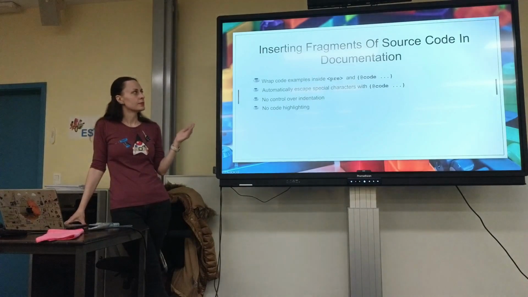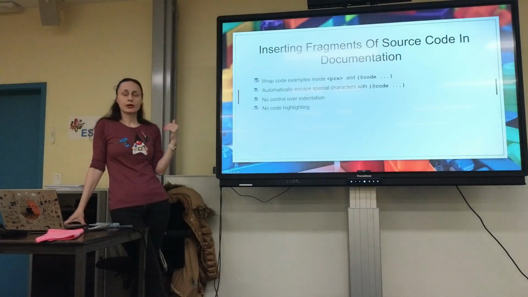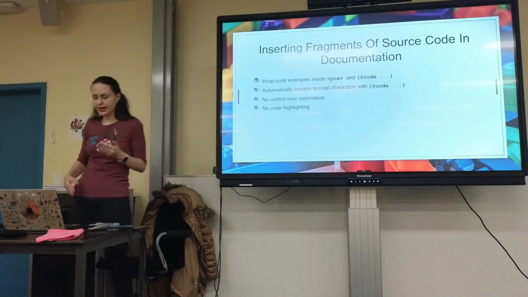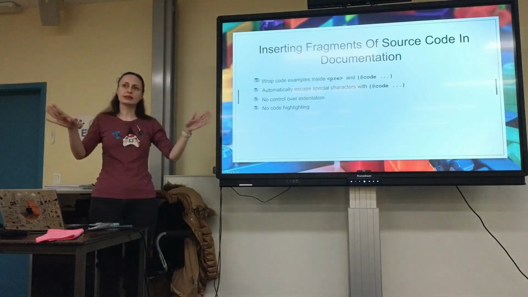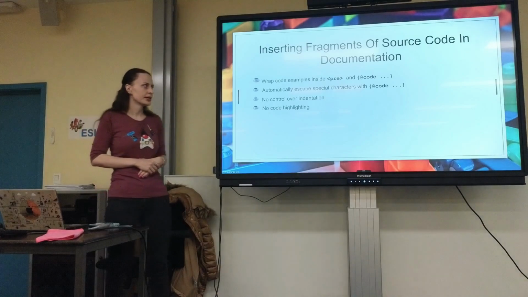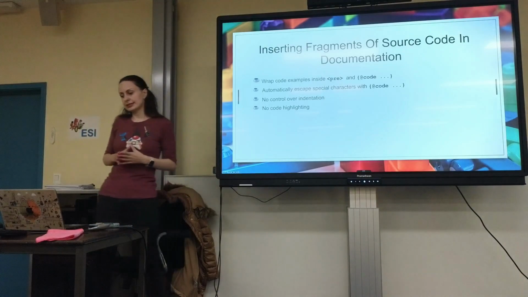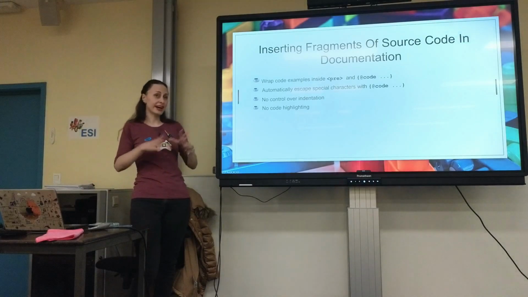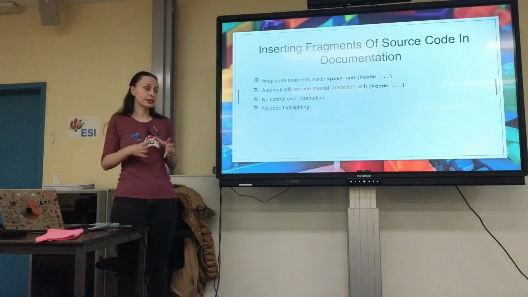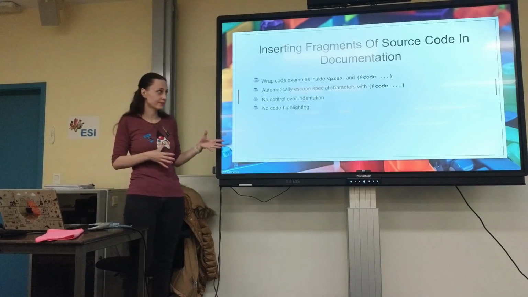So first of all, what happened in the past, and now how I have done it, was to write code examples using pre and at code. And I was doing that because, well, with at code, I was kind of automatically escaping these special characters. The only thing that I realized is that I have little control over indentation, and also I have no way of highlighting something in the code examples that I was giving for my APIs.